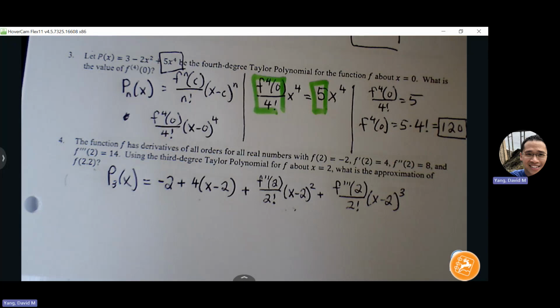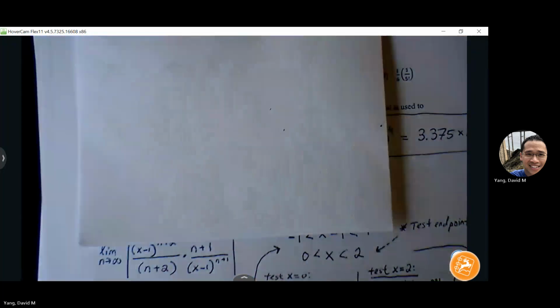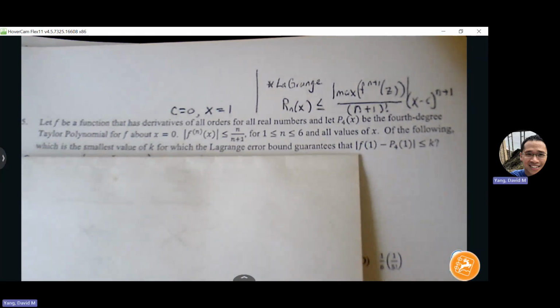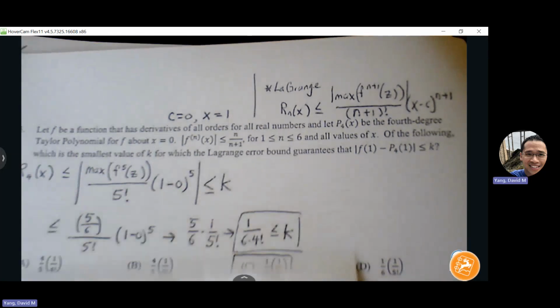Okay, any questions with first page? Okay, page 2, Lagrange error bound. See if you can set that up. Number 5. It's scientific. Accepted, right? Yes.